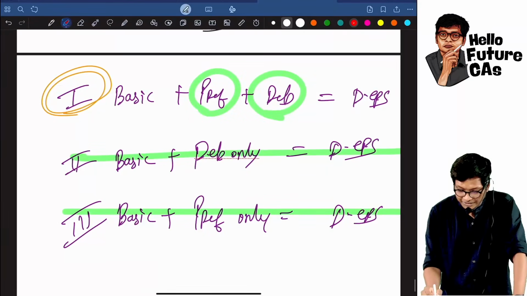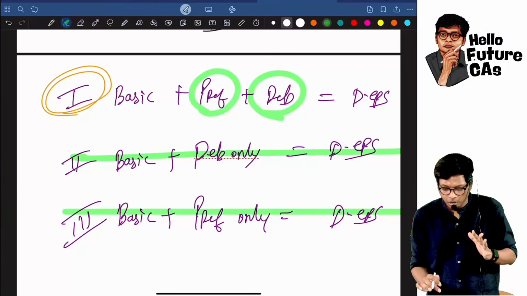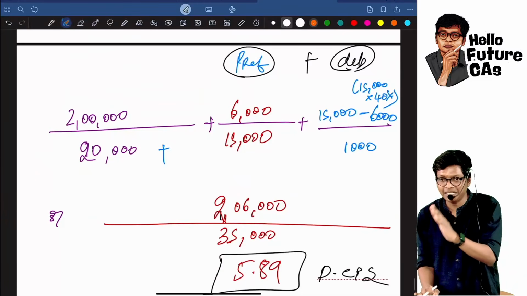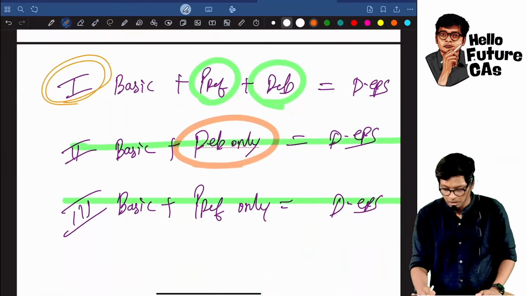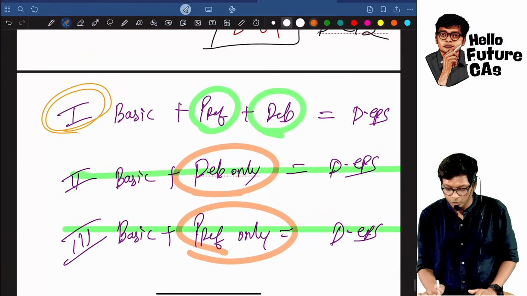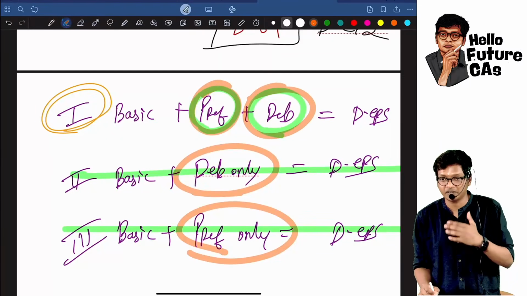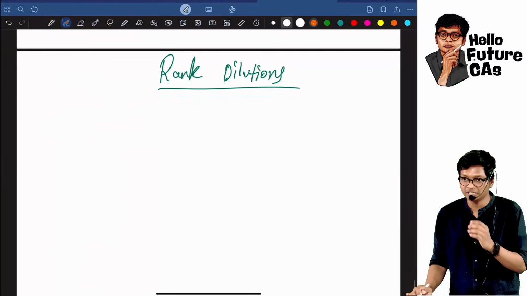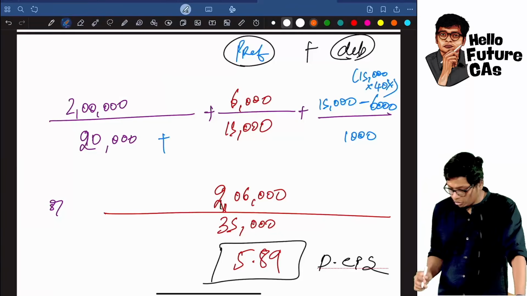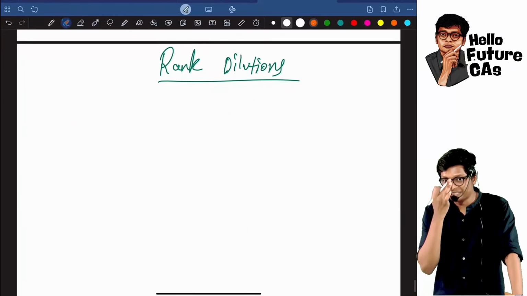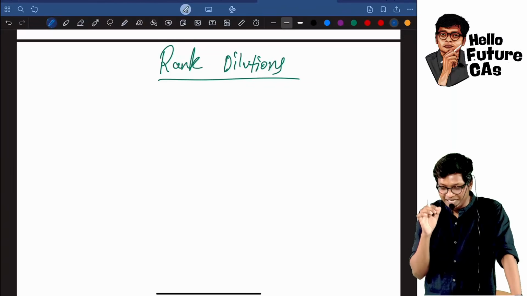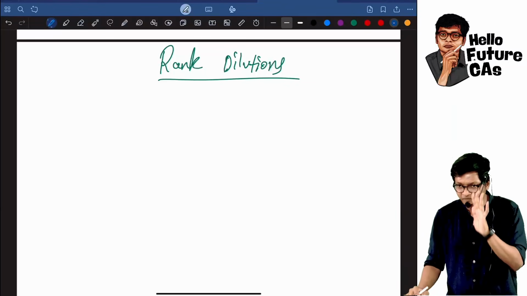So far, have you understood, guys? For exam, again I'm repeating, if the question has only debentures, don't worry about this. Basic, add debentures, finish the sum. Is that clear? If the question has only preference, basic, add it, finish the sum. In a question, if there are multiple conversion options given, you need to get into rank dilutions. Let me explain what that is. So I was basically telling what this ranking is, guys. Believe me, 9 out of 10 classes you see will not talk about this, and I will prove it in this sum itself. Very very important.